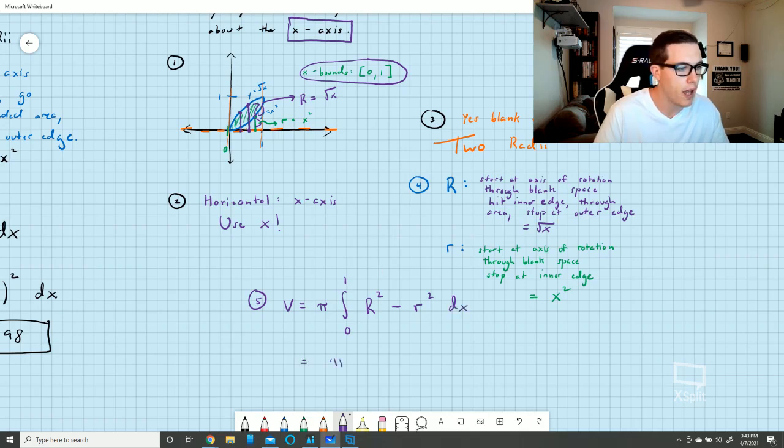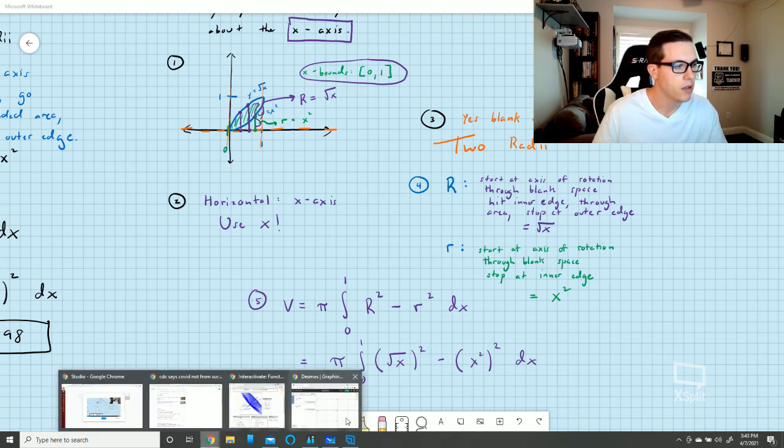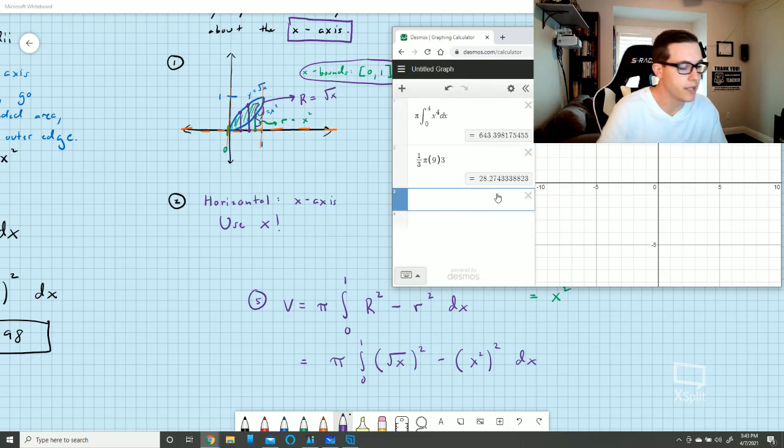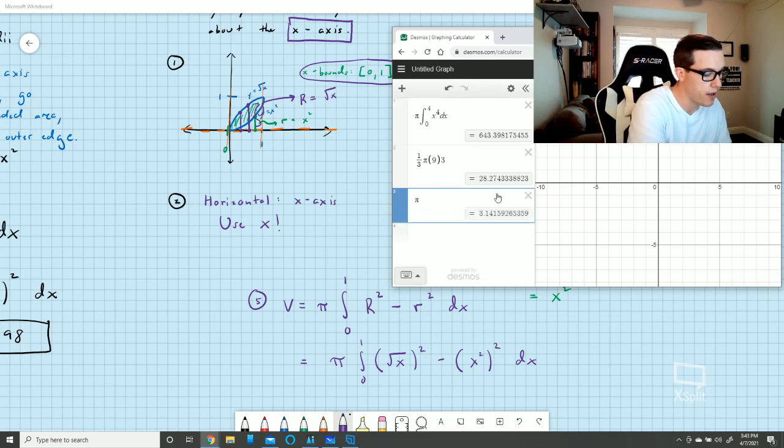So it would be pi integral 0 to 1, the big R, which is root x, squared, minus the little r, x squared, squared, dx. That's it. Come to Desmos. That's the hardest part. Oftentimes the FRQs will literally just have you setting it up. They won't even ask you to evaluate it because the setup is the tricky part. At this point, you could just plug into Desmos.